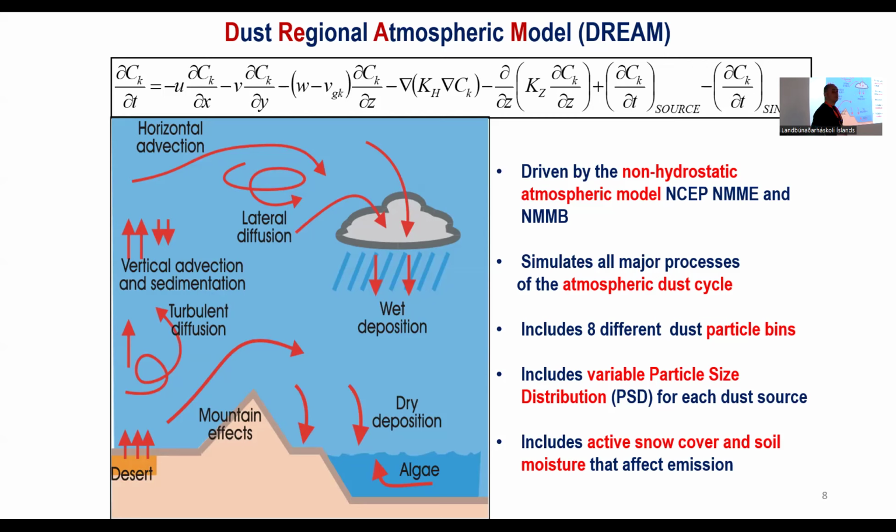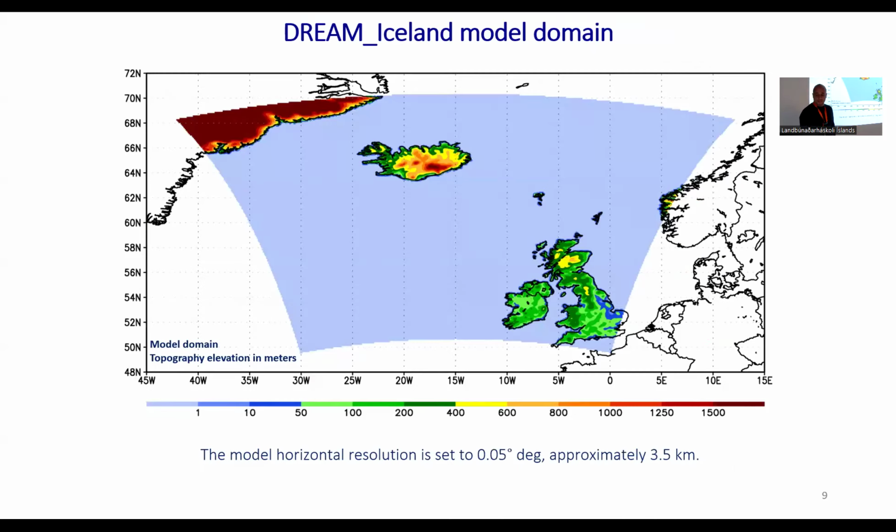It includes 8 different bins, and for the first time, it includes a variable particle size distribution for each of the dust sources. Typically, all the models in the world use just one and the same particle size distribution for the whole domain. Here it's variable. We also improved the emission by including active snow cover and soil moisture in the model. This is the model domain, wider than only Iceland, so we can frequently observe dust transfer from these sources to the UK and Ireland.